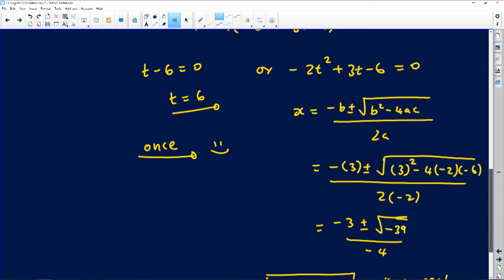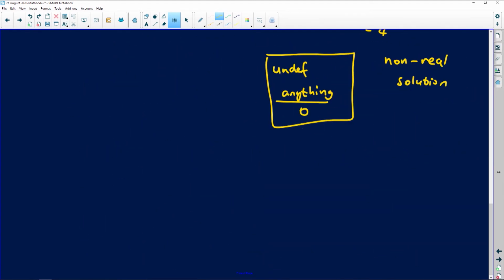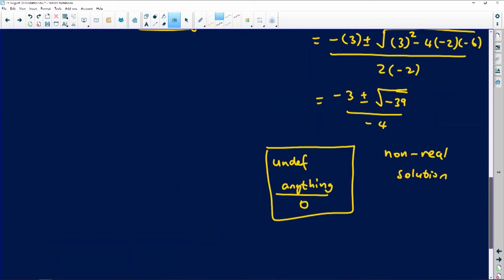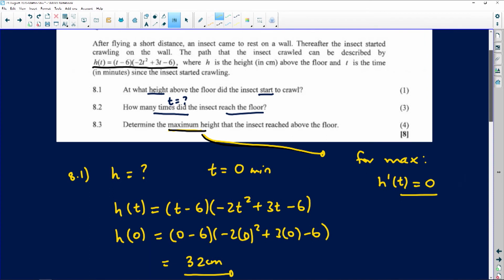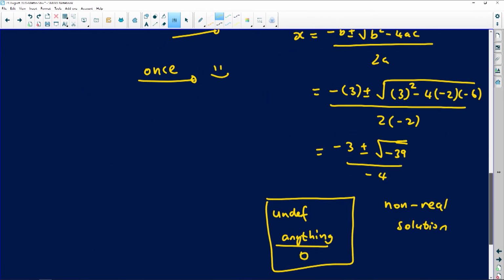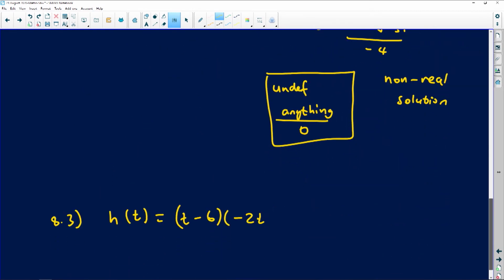Very powerful. So now I'm going to get back my model. Let's get back the model again. The model for 8.3, which is the formula that describes height, is given by h of t equals t minus 6, that's the first thing that we have. Let's make sure we're copying it correctly. Negative 2t squared plus 3t, and then the last thing here is minus 6. So this is the formula that helps us to figure out the height.